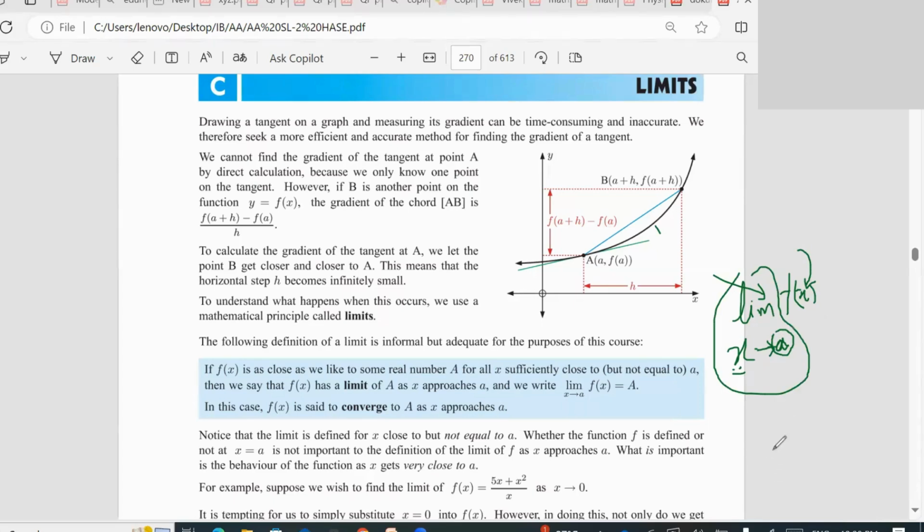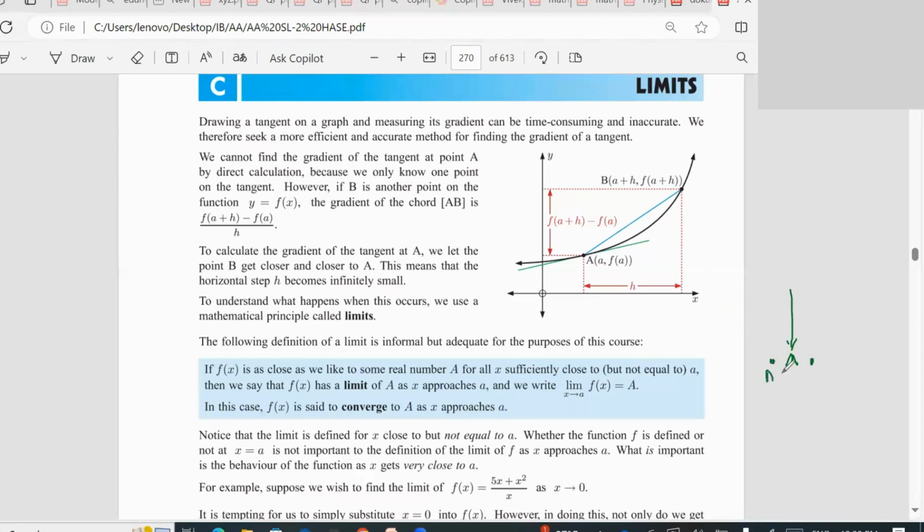Otherwise, if I reach A, I will definitely write f(a). There's no question. But if I'm not able to reach A and I'm just ahead or just away from A, I write limit x tending to a. Now your question may be, sir, how will I know whether you are about to reach A or you have just left A? This is the destination A. If I'm over here, I'm just about to reach A. If I'm over here, I've passed A, but still I'm very close to A.